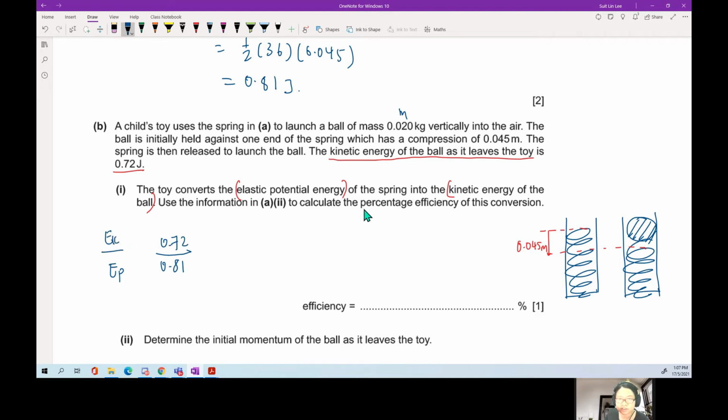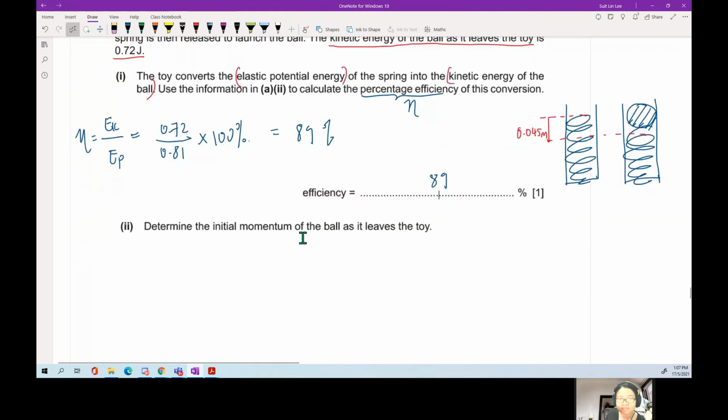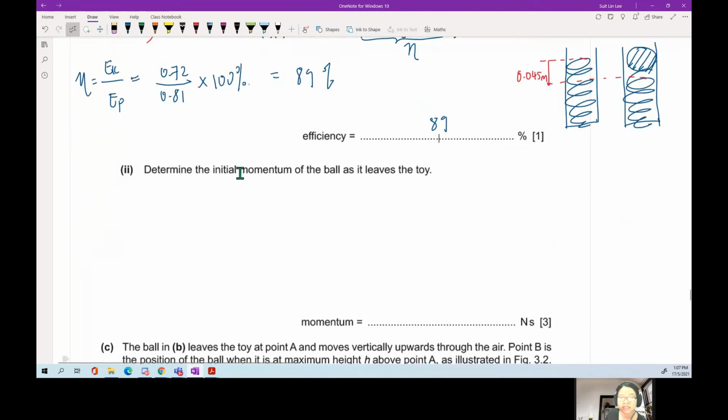That is your efficiency. So percentage efficiency is 0.72 over 0.81, okay? But they want a percentage, so you multiply by 100. 89%. Why? The spring will rattle, not everything is perfect. The ball, when it leaves, may have its own oscillation or small minor compression or vibration. Okay, doesn't matter. Determine the initial momentum of the ball as it leaves the toy.